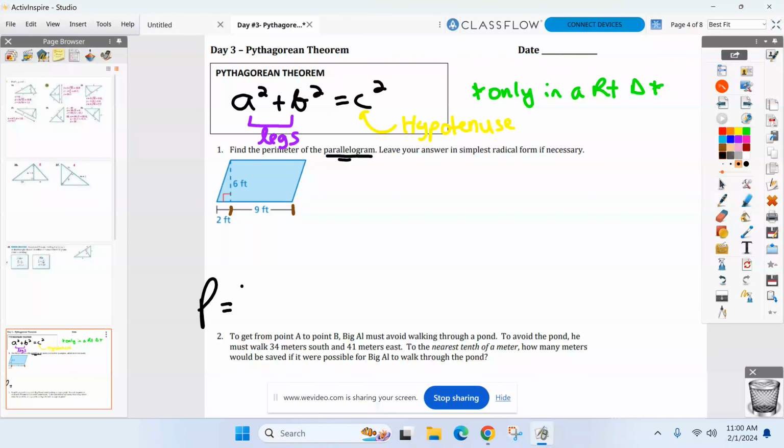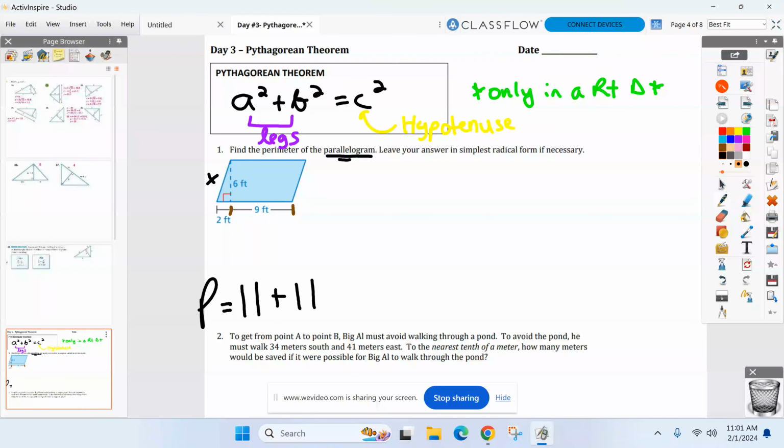So we got 11, which means since it's a parallelogram, I got another side, don't I? Opposite sides congruent. It's 11. And now what about the two other opposite sides that are also congruent? Well, we're going to do Pythag for that. I need to do Pythag to find this missing side.